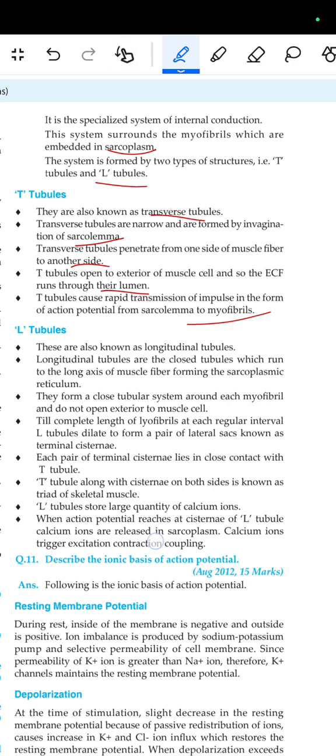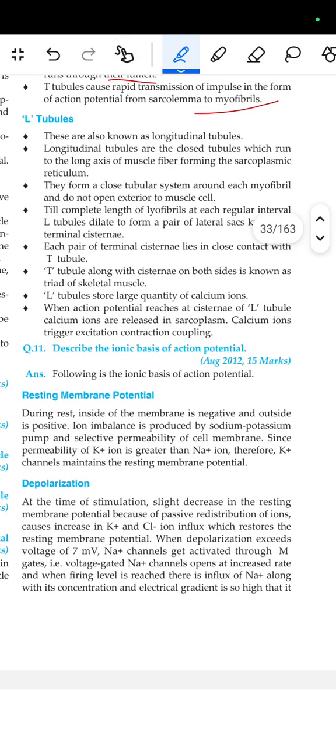Then come the L tubules. These are also known as the longitudinal tubules. Longitudinal tubules are the closed tubules which run along the long axis of the muscle fiber, forming the sarcoplasmic reticulum. They form a closed tubular system around each myofibril and do not open exterior to the muscle cell.